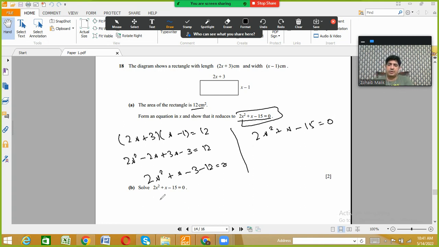Now we have to solve this equation. This is paper 1, so let's factorize this equation. So 15 into 2 is 30. Let's think about two numbers whose product is 30 and whose sum is positive 1. So 2x square minus 15x minus 5x.